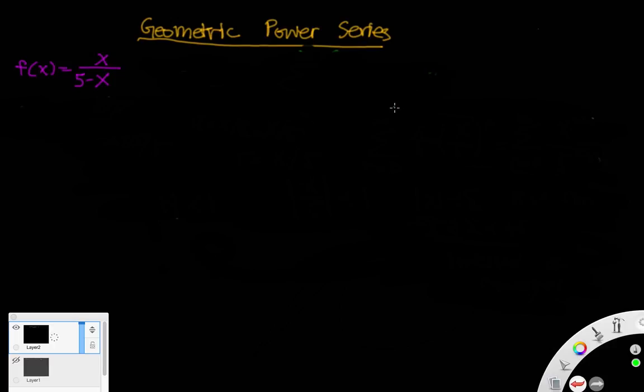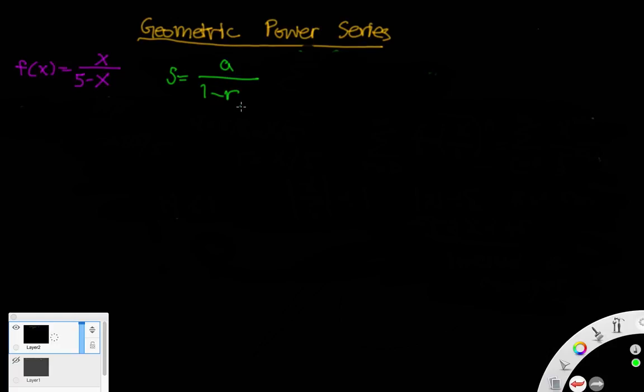So basically whenever we're solving the geometric power series problems that they give you, the main goal is that you're going to convert the function that they give you into a form of the geometric power series sum. So the sum is equal to the first term a over 1 minus the ratio. And so the main point of this problem is that you're going to convert this function into something that looks like this sum. And the reason that we do that is because if we make this look like this, then we can find a and we can find r.